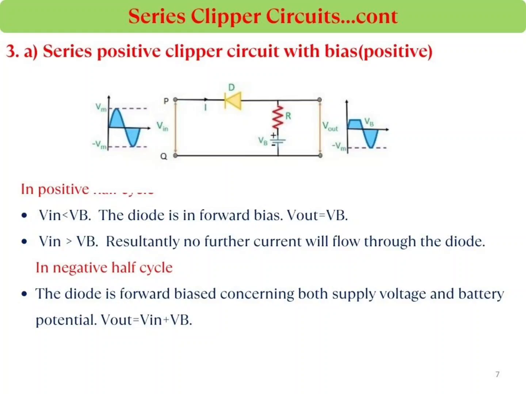In negative half cycle of the input waveform, the diode is in the forward bias concerning both supply voltage and battery potential. Hence we achieve the complete negative half of the output waveform.